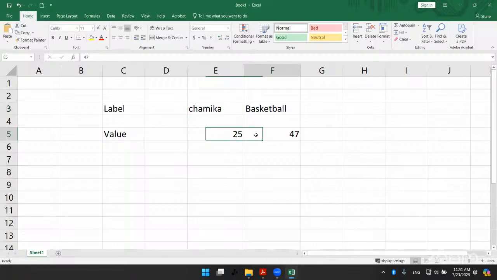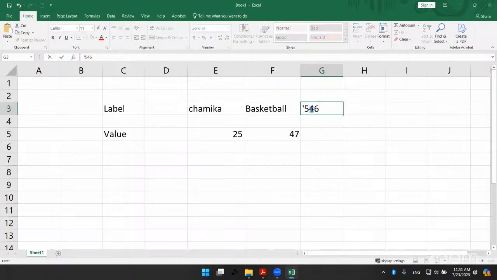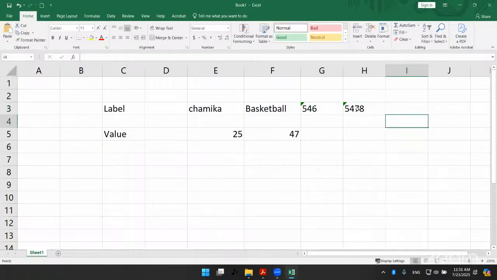So the numbers can be used for calculations. We can't use labels for calculations, only values. Also, we can use an apostrophe and include a number, and it will be taken as a label. I can put an apostrophe and insert a number, so this number will be taken as a label. That means we can't use this cell for calculation. But here, those are values. We can use these cells for calculations.